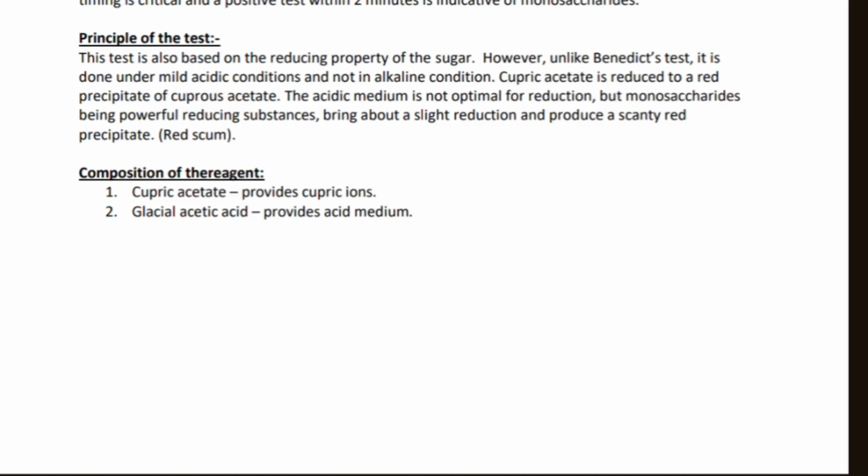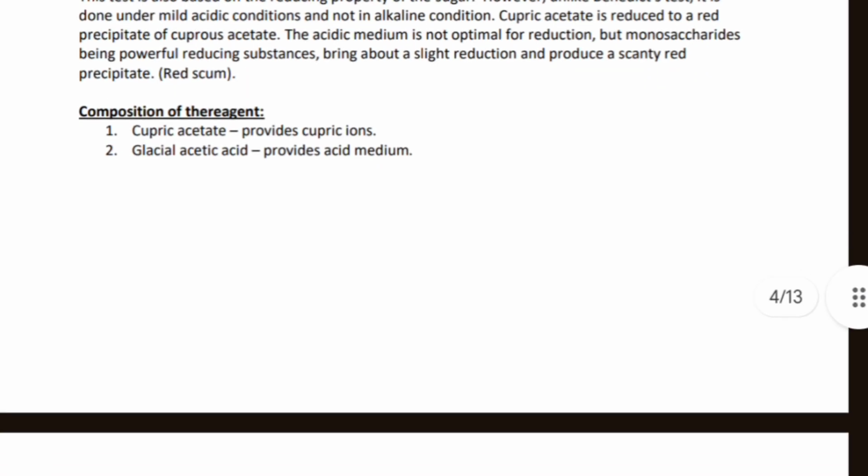So cupric acetate is reduced to a red precipitate of cuprous acetate. Acidic medium is not optimal for reduction, but monosaccharides, being very powerful reducing substances, bring about a slight reduction and produce a scanty red precipitate. The composition of the reagent: there is cupric acetate, which gives the cupric ions which are needed, and glacial acetic acid, which gives the acidic medium.